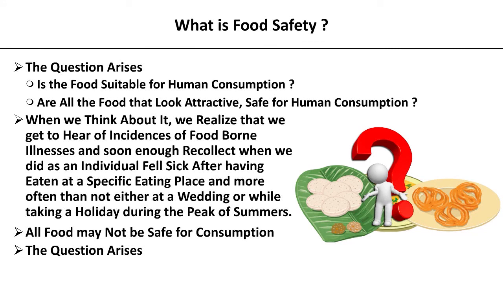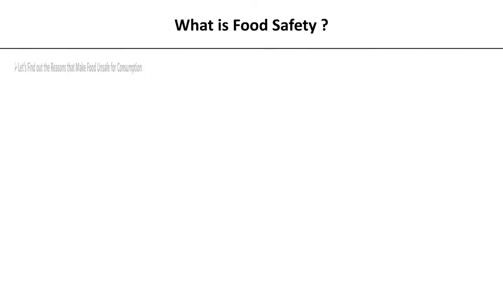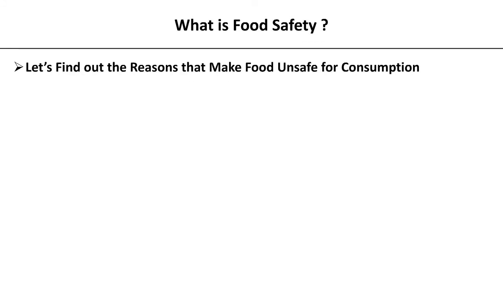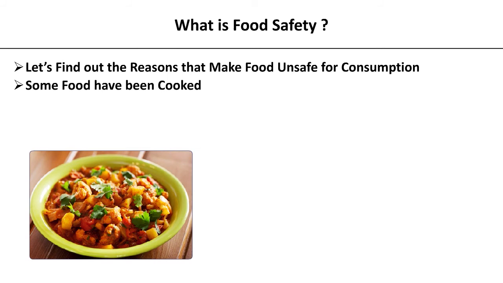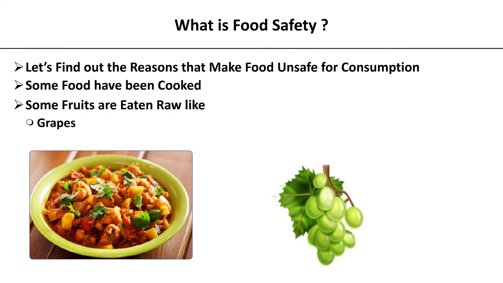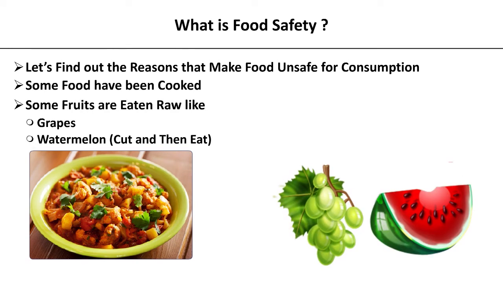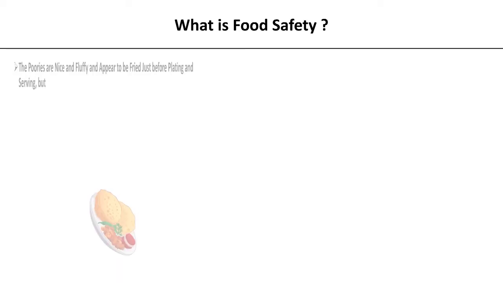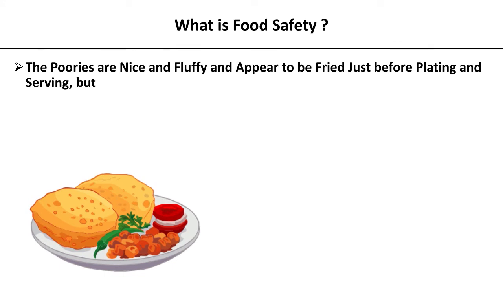Then the question arises, why not? Let's find out why not, and the reasons that may render these foods unsafe for consumption. From the pictures of the food displayed on the screen, we can see some foods that have been cooked and some fruits that are eaten raw, such as grapes, or cut and then eaten, like in this case, a piece of watermelon. The puris are nice and fluffy and appear to have been fried just before plating and serving.